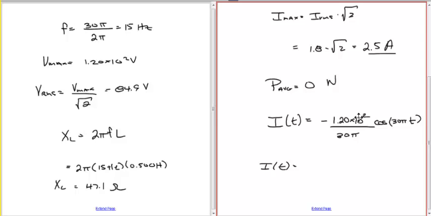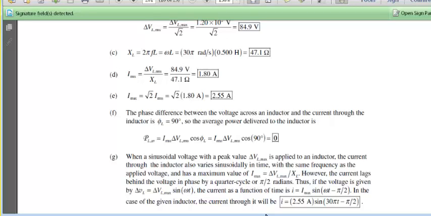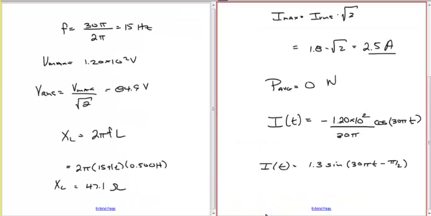Okay, I'm trying it here. 120 divided by 30 divided by pi, you get 1.3. And then you have the sine of 30 pi t minus pi over 2. Is that right? That's what they have, so that's just another way of writing it. Actually, we got 2.5. How did that happen? We got like 2.6.